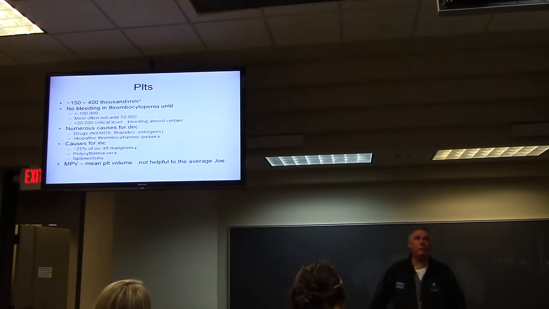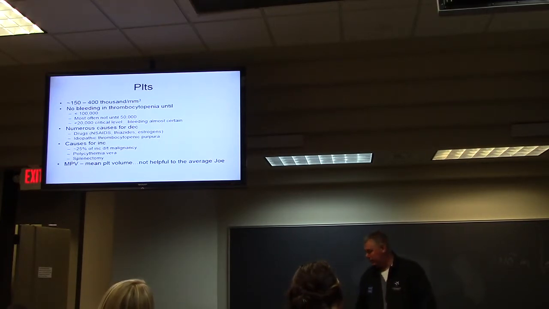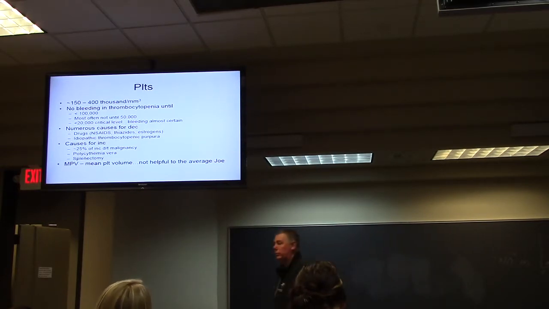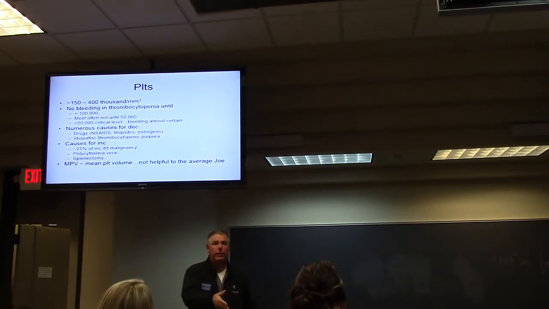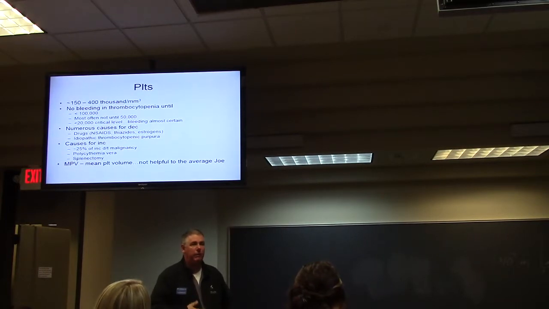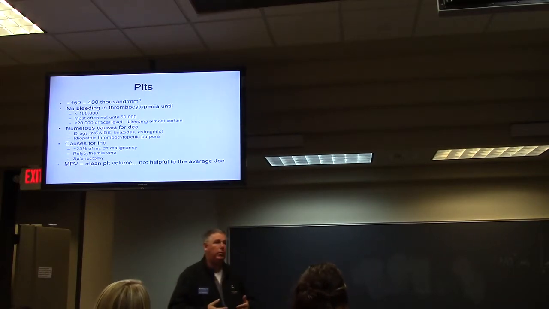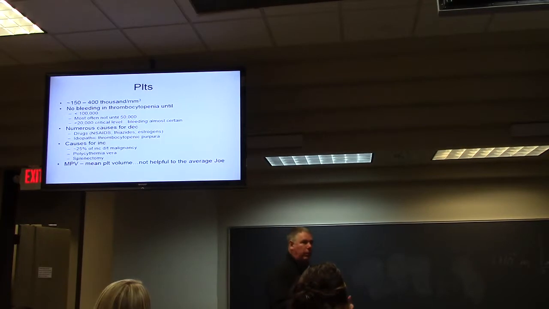ITP, idiopathic thrombocytopenic purpura, is an interesting phenomenon. It's usually due to a cause. It's idiopathic, meaning we don't know what it is. But it's usually due to, let's say, you got an upper respiratory infection, a virus. 2 weeks later, you showed up with these purplish spots on your skin, which represents bleeding, and you have a platelet count of 40,000.